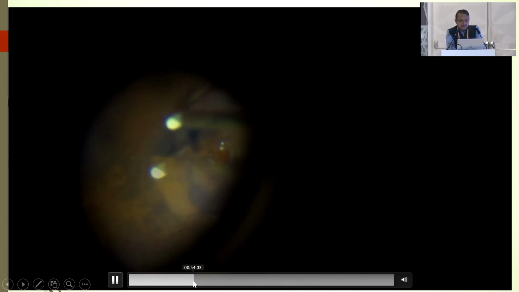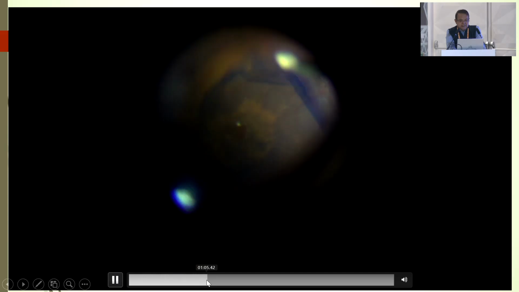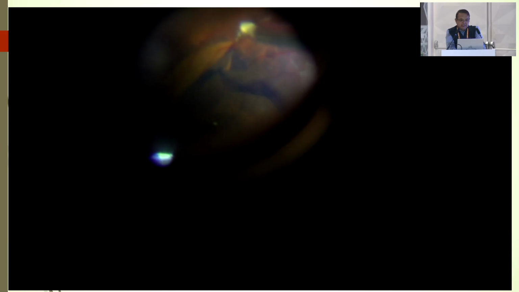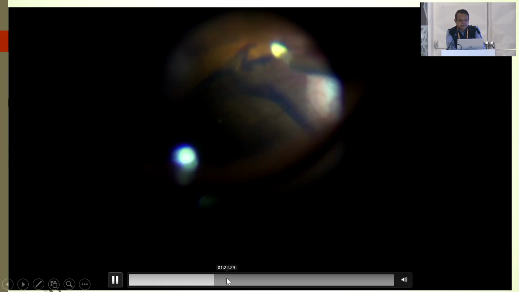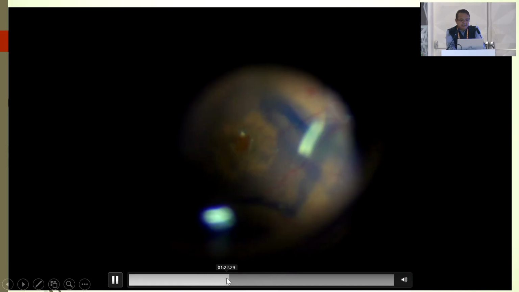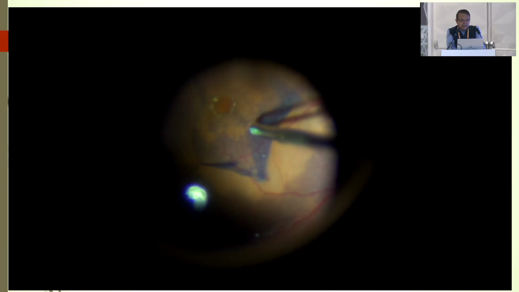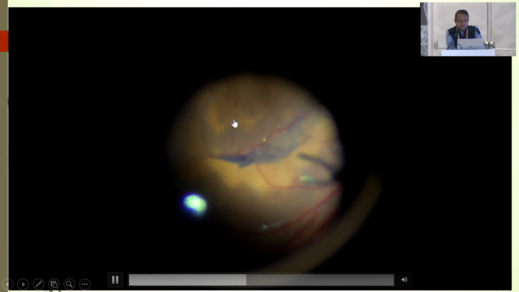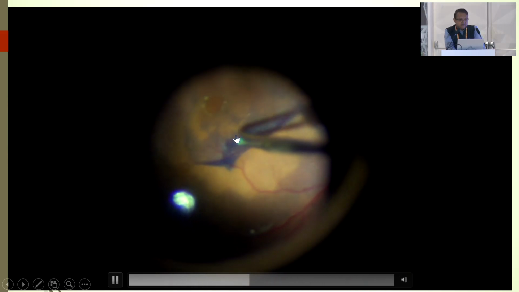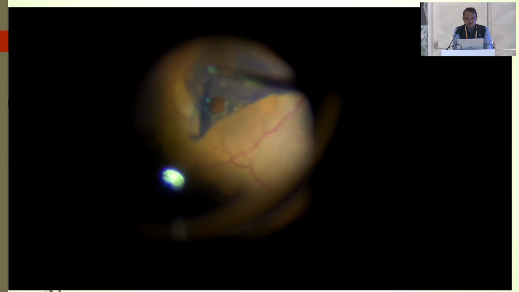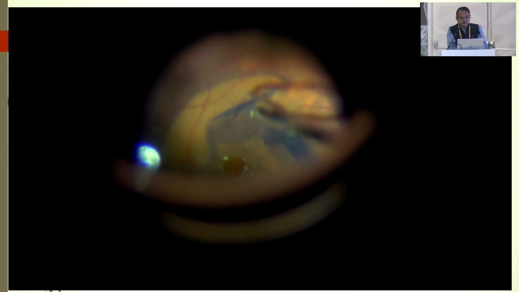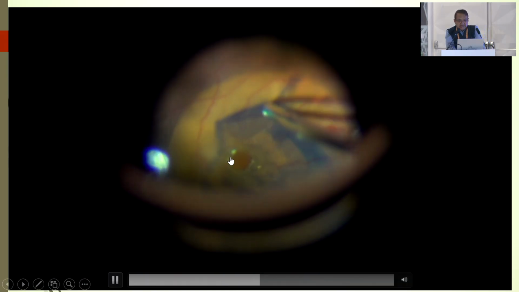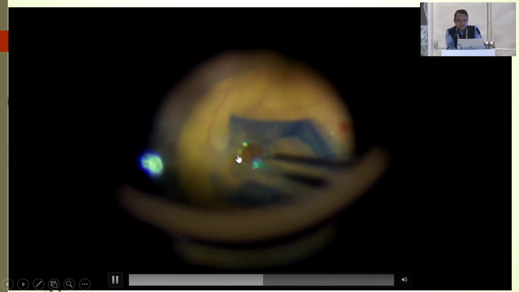The rip, I continue on the temporal part, and you can see here, almost 360 degree, I have created a rip in the ILM flap. Once this 360 degree rip is created, I take hold of the forceps and peel the ILM, and you can see I have to peel this ILM and come just near the macular hole. If I go beyond this, my flap will get dislodged and I'll get a free flap. So you have to peel till the edge of the macular hole. That should be very clear.